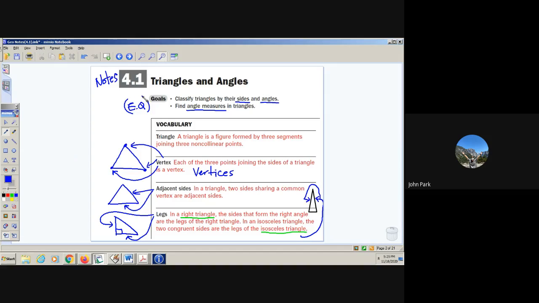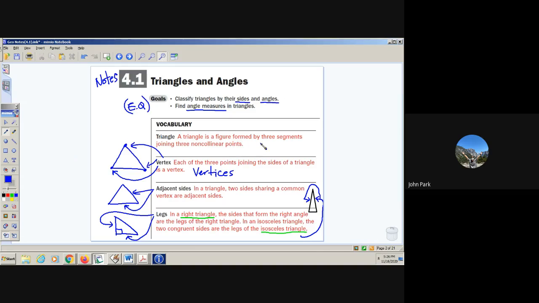Okay, so we're going to talk about the most important shape in geometry, which is the triangle. We're going to talk about triangles and their angles. Our essential question and our goal is to classify triangles by their sides and their angles, and then also to find some angle measurements of some triangles. So this is kind of easy.